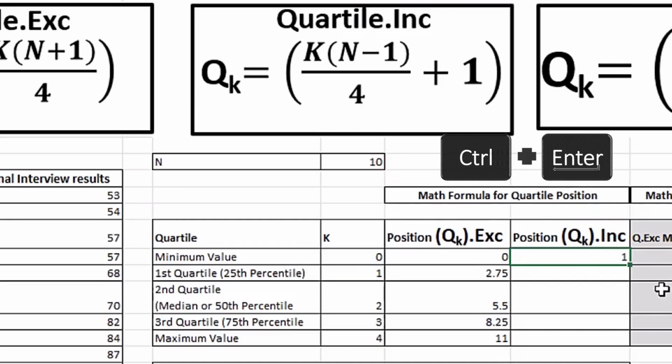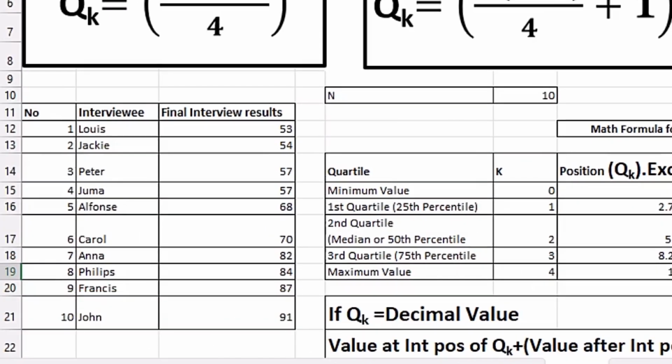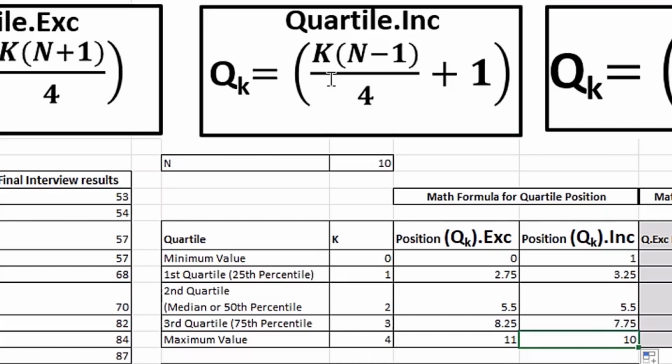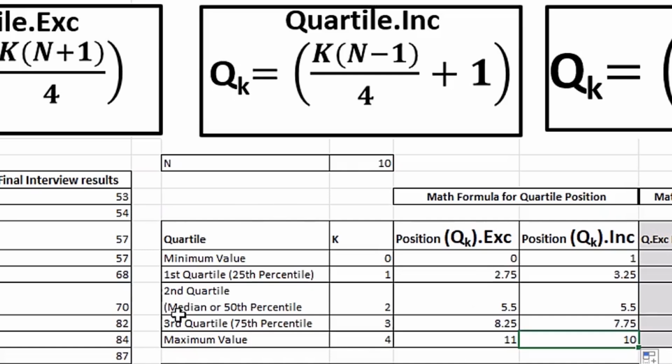Now when I press Control Enter, it's getting the minimum value from the first position. But when I copy my formula down, you can see the positions where we're getting the first quartile and the third quartile are actually different. Also for the maximum value, it's giving us 10, that's the last position in our dataset. So whenever you use K as 0, this formula will always give you number 1, that is the first value in your dataset. And when you use K as 4, it will always give you the last number in your dataset. That's the reason why it's possible for it to give you the minimum value and the maximum value. What we have calculated here is just the position where the quartile is located in your dataset.